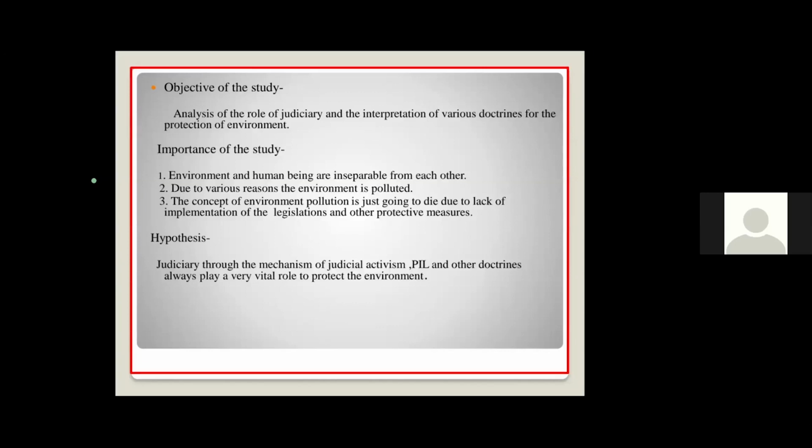And we people just neglect these things, as environmental pollution acts like a slow poison. So we are neglecting those factors, and we are now focused totally on the developmental factor rather than the ecological factor. Why am I saying this? Because we are hankering after digitalization, urbanization and modernization, without thinking about maintaining the balance of sustainable development. And the hypothesis of my study is that the judiciary, through the mechanism of judicial activism, PIL, and other doctrines, always plays a very vital role to protect the environment.